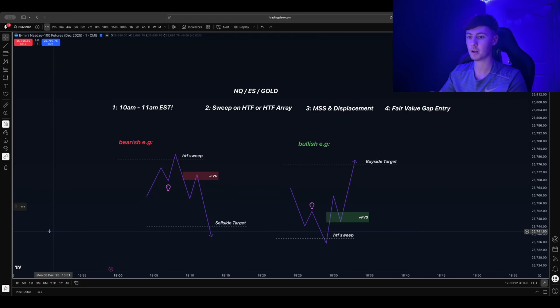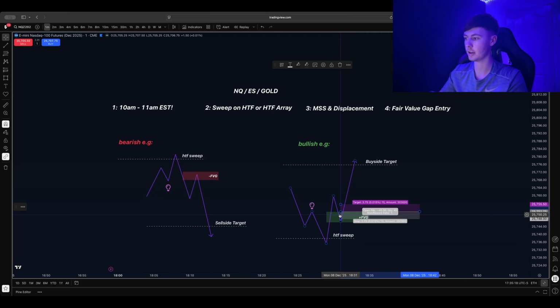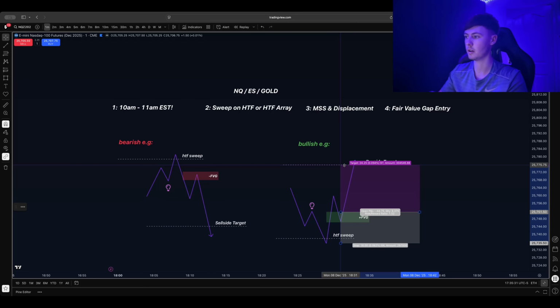But if there is a fair value gap, you're simply waiting for the retrace into the fair value gap. You're going long at the high. You're not trying to get fancy and going long in the midpoint of the gap, just simply going long at the high of the gap. Stop loss is going to be at the external range low that swept the higher time frame liquidity, and then you're just simply targeting opposing liquidity.